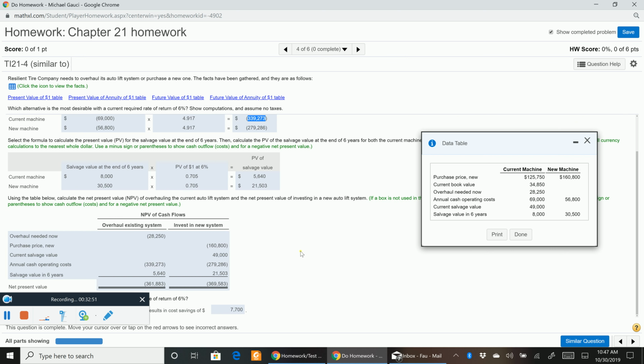Okay, so here is the overall net present value. If we overhaul the existing system, we'd have to spend $28,250 right now.